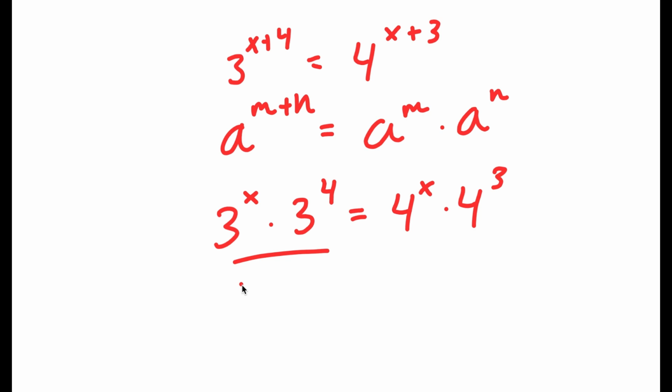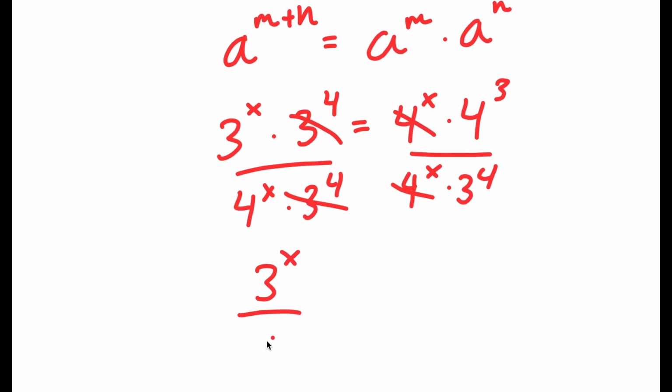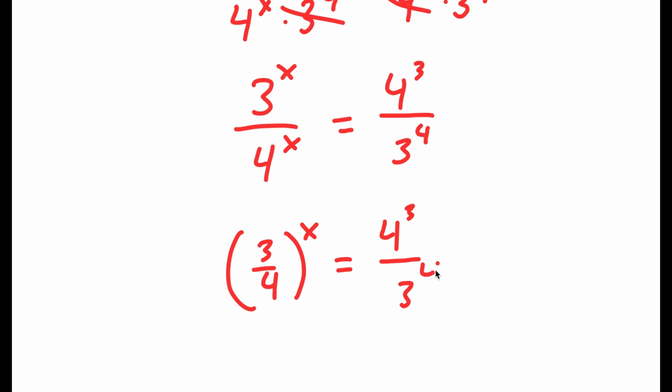Now, I'm going to divide both sides by 4 to the power of x times 3 to the power of 4. So then, these two cancel out, and these two cancel out. So now I'm left with 3 to the power of x over 4 to the power of x is equal to 4 to the power of 3 over 3 to the power of 4. Now 3 to the power of x over 4 to the power of x, that's the same thing as 3 over 4 to the power of x. So I have this is equal to 4 to the power of 3 over 3 to the power of 4.